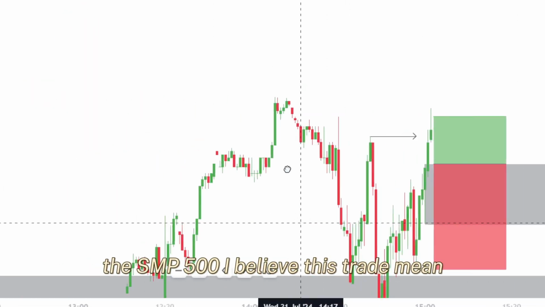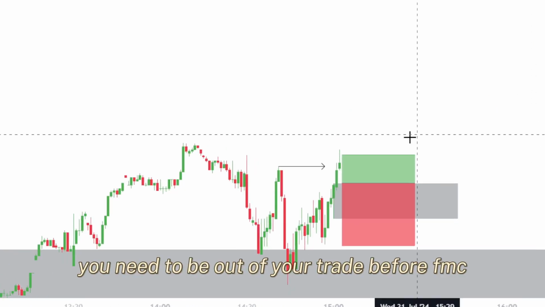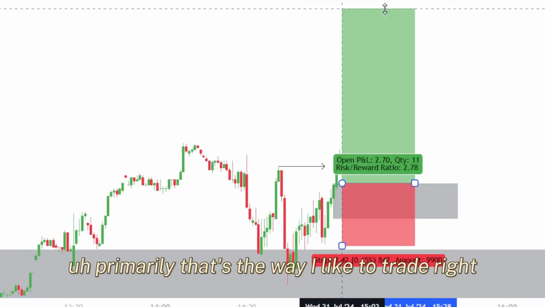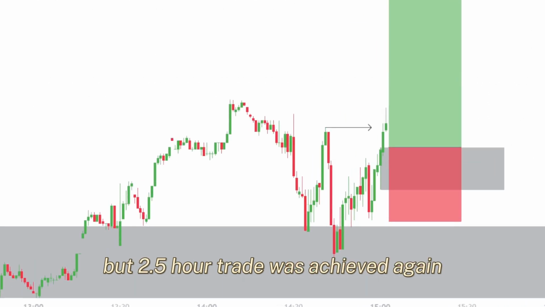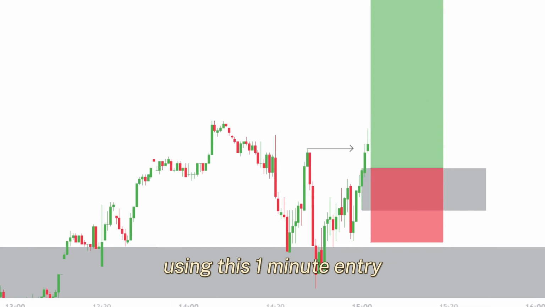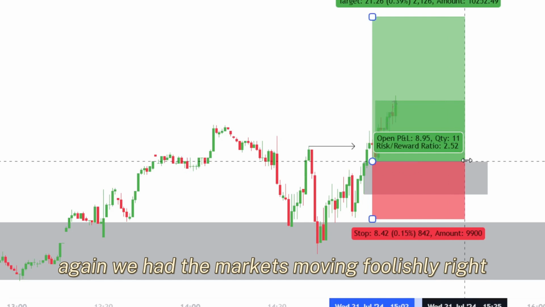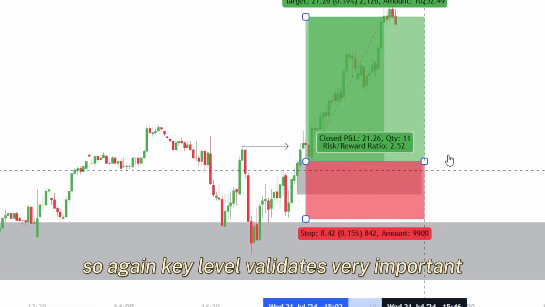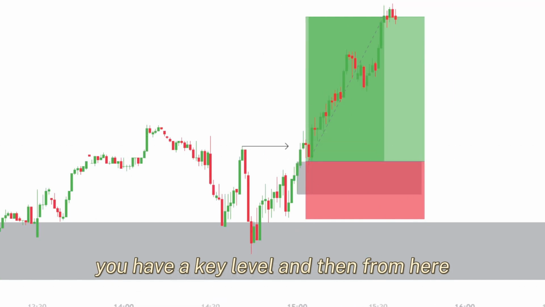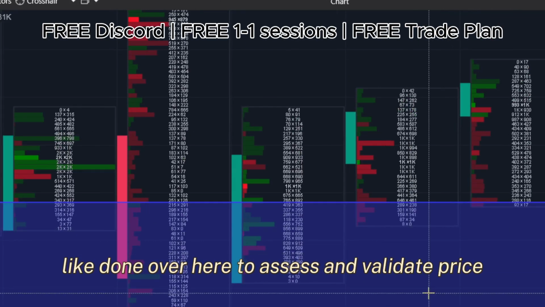And again, on the S&P 500, I believe you need to be out of your trades before FOMC. Primarily, that's the way I like to trade. But a 2.5 hour trade was achieved using this 1-minute entry. If you just play price on, we had the markets moving bullishly. So again, key level validates, very important. You have a key level, and then from here, your job is to use the order flow like we've done over here to assess and validate price.